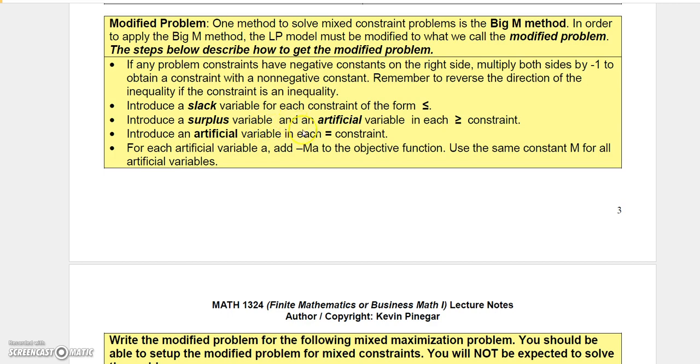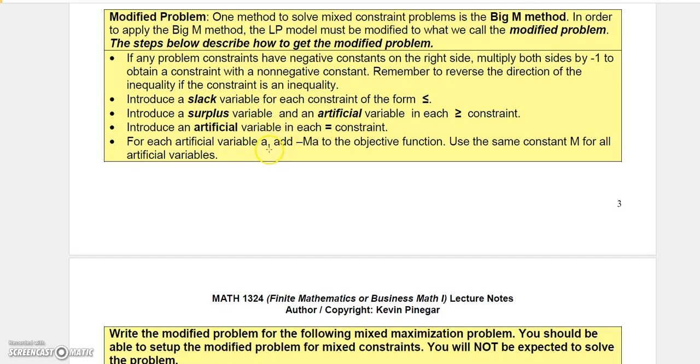Now, what's kind of weird is anytime you introduce one of these surplus variables, you have to also add an artificial variable with that greater than constraint to convert it to an equation. And then on the equal to constraints, you have to introduce an artificial variable, and that's all you have to introduce there. Now, I think these artificial variables are really there just to make the number of variables and equations work out. So I haven't done a lot of research into that.